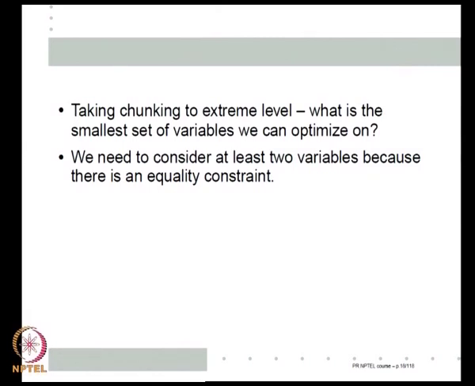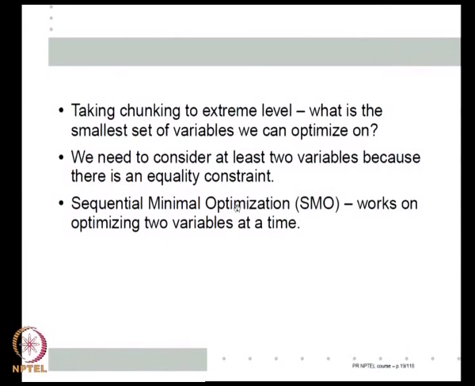What it means is, if I am currently at a feasible point, so I am at some mu 1, mu 2, ..., mu n which is feasible, meaning which satisfies all the constraints, and I change only one mu keeping everybody else the same, obviously I will go out of the feasible region, because I can no longer satisfy the equality constraint. So, because I have an equality constraint, if at every iteration I want to move from a feasible point to a better feasible point and so on, I cannot get rid of feasibility. So, I have to at least consider 2 variables at a time. So, the smallest chunk that I can optimize on is 2.